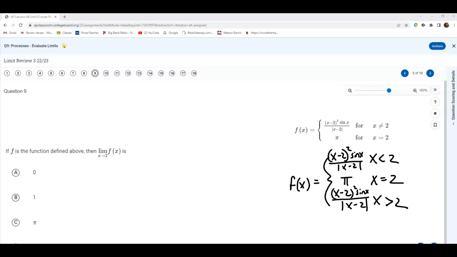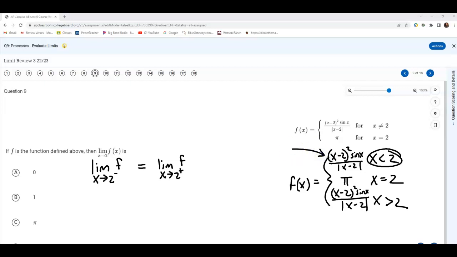Okay, now here's the problem. When you're doing a limit of a piecewise function, then what you need to do is you need to find the limit as x approaches 2 from the left, and you also need to find the limit as x approaches 2 from the right. And if those two things match up, then that's your answer. If they don't match up, then you have no answer. Okay? So the problem here, though, is that to find the limit of f as x approaches 2 from the left, we would be using where x is less than 2. We would be using this function.